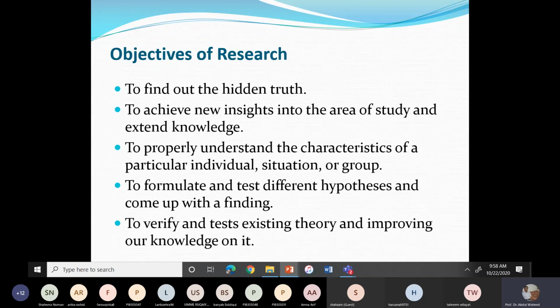For example, we say that there is a theory that consumption is a function of disposable income. Okay, so then first we can test this theory. We will get data on consumption, we will get data on income, and then we can see whether consumption is a function of income or what is the relationship. The theory says that there exists a positive relationship between consumption and disposable income. So we can test this relationship.